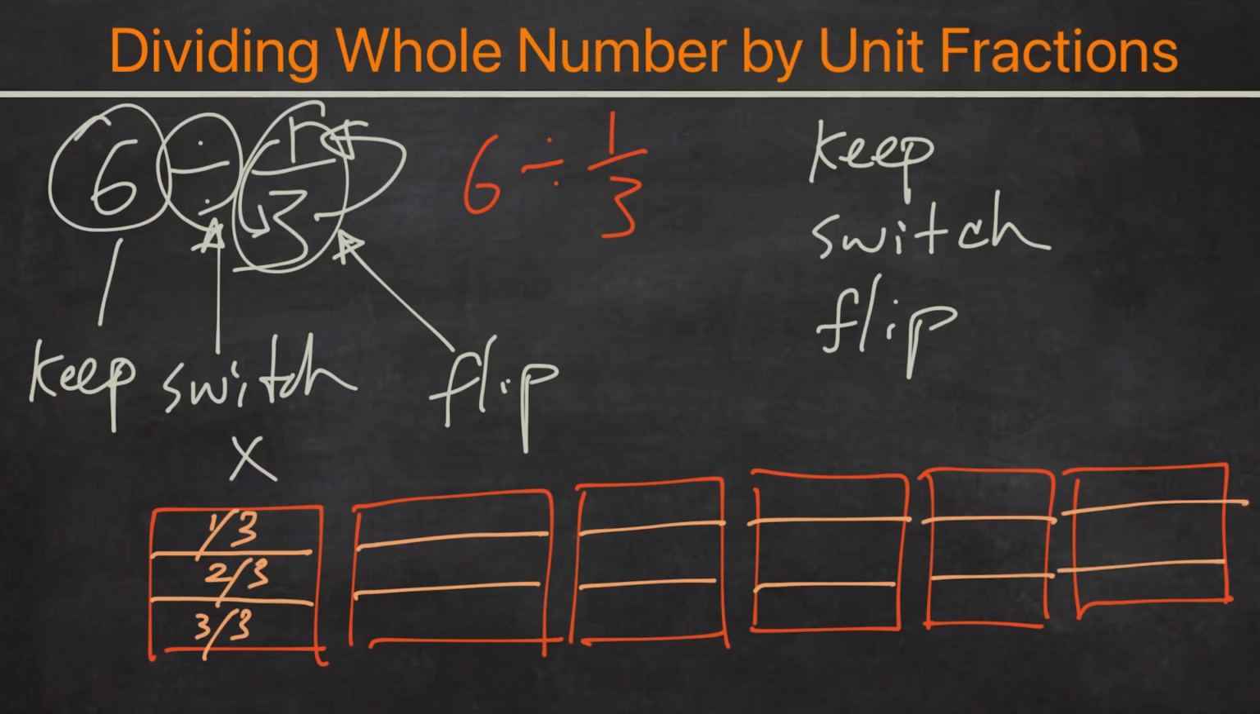Now, after you do that, how many of these 1/3 do you end up with? Let's count them. 1, 2, 3, 4, 5, 6, 7, 8, 9, 10, 11, 12, 13, 14, 15, 16, 17, 18. So we have 18 of them. That is the exact same answer as when we use keep, switch, and flip. So this is one way where you could verify that you've done the problem correctly.